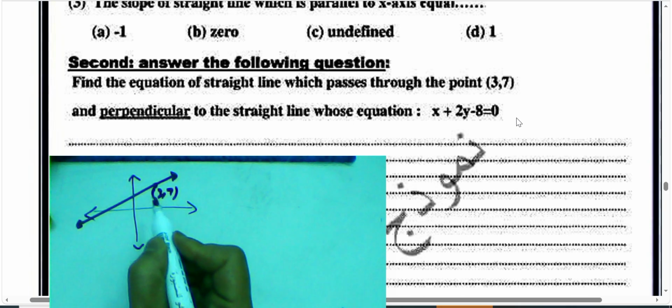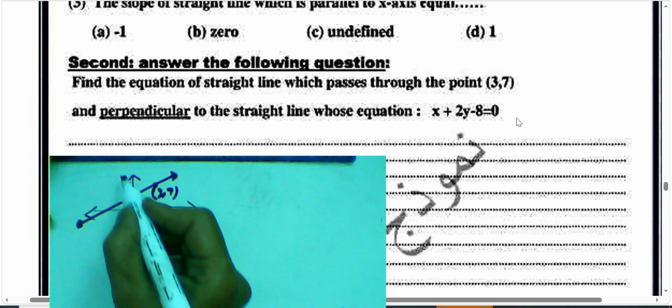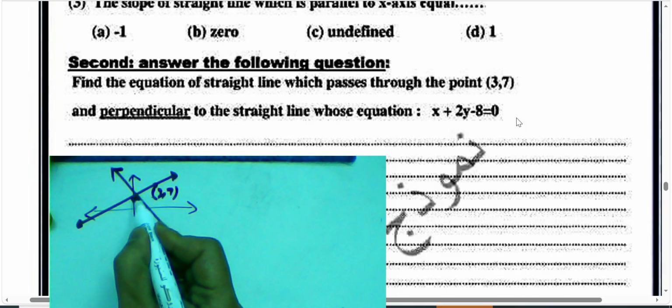Second, answer the following question. Find the equation of the straight line which passes through the point (3, 7) and is perpendicular to the straight line whose equation is x plus 2y minus 8 equals 0. Okay, we want to find the equation of the straight line. Look here: I want to find the equation of this straight line, which passes through the point (3, 7) and is also perpendicular to this straight line, whose equation is x plus 2y minus 8 equals 0.